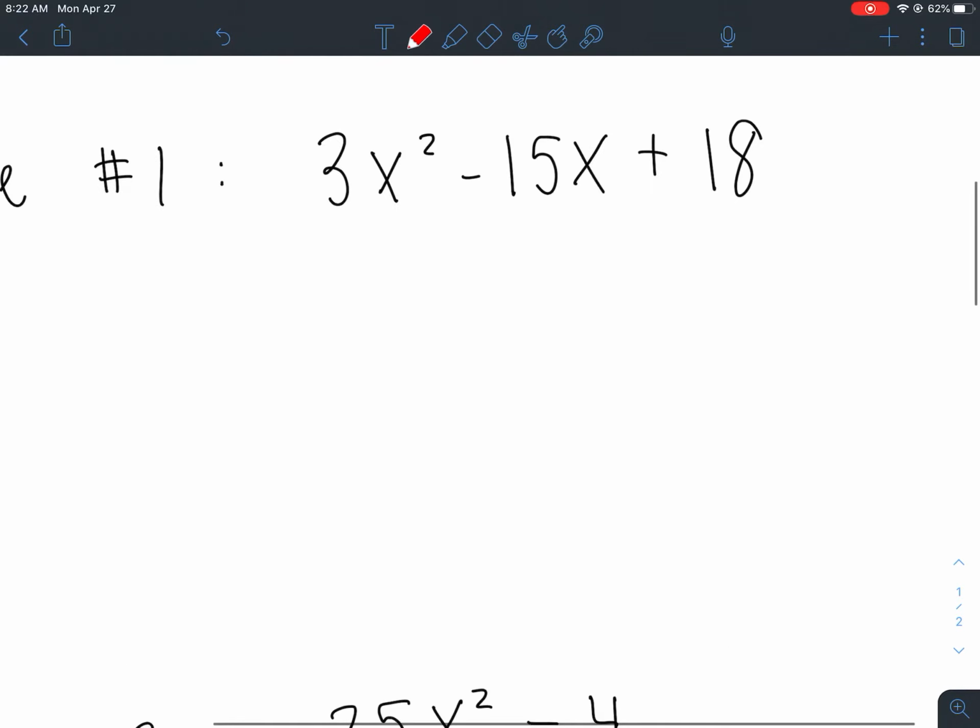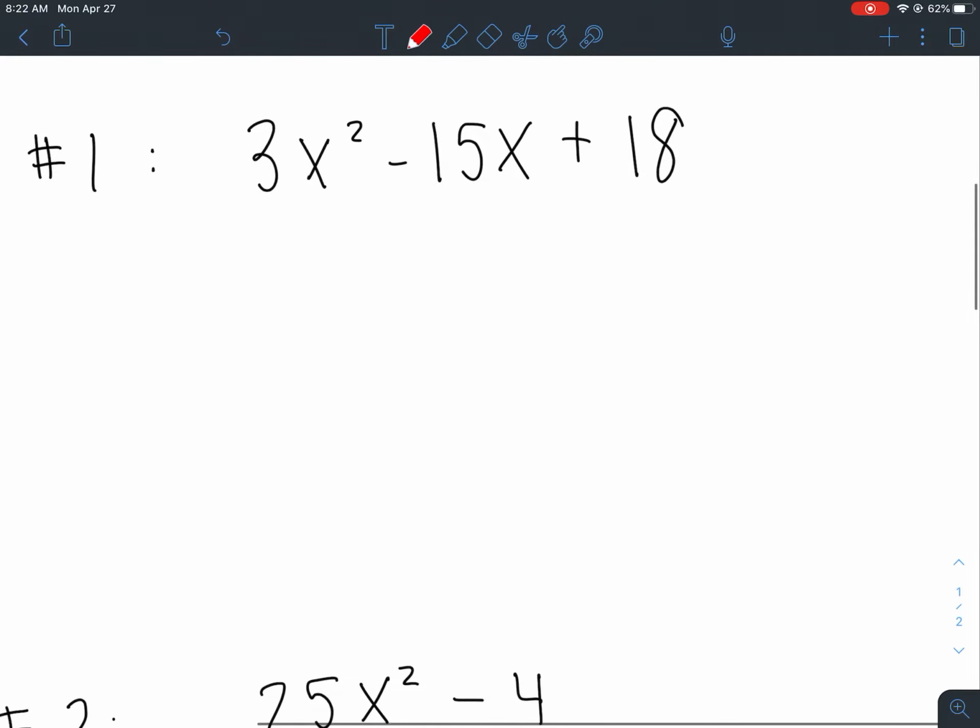The first thing I'm going to check for is a greatest common factor. But before I do that, I'm going to need to check for standard form. And it is in standard form. It has the x squared first, then the x, then the number. So we're good here. But I do notice that there is a greatest common factor. If I look at all 3 terms, they're all divisible by 3. So I'm going to divide everything by 3.